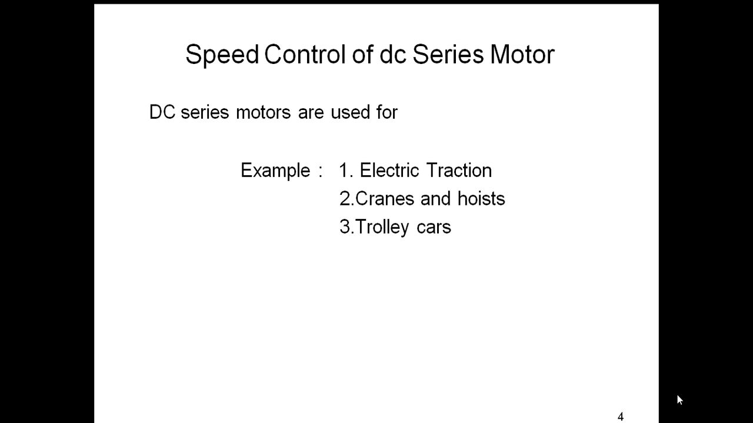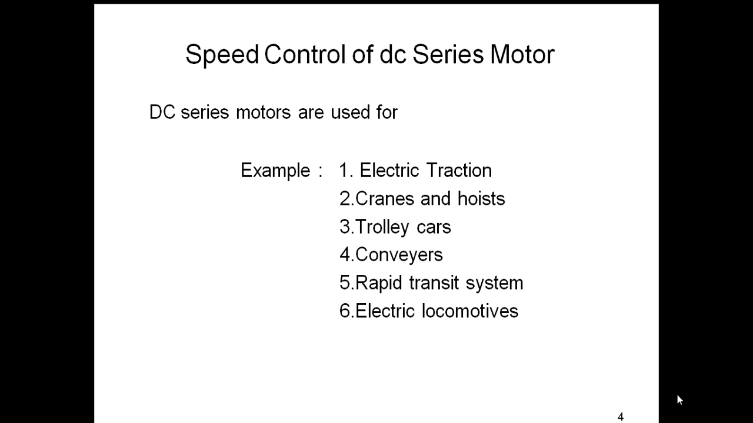And we also use these DC series motors in trolley cars. And in conveyors also DC series motors are used. And in rapid transit system and electric locomotives, these motors are used.